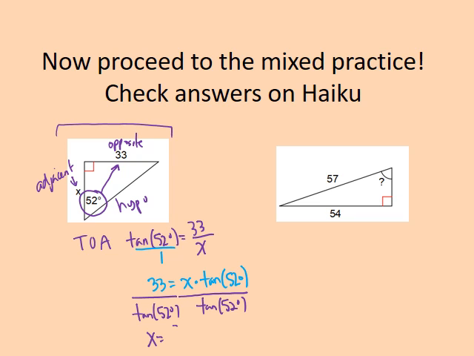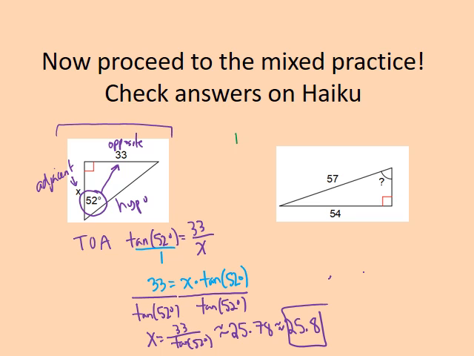So x equals 33 divided by the tangent of 52 degrees, which when we put that into our calculator, 33 divided by tangent of 52, we end up with 25.78, which is 25.8.